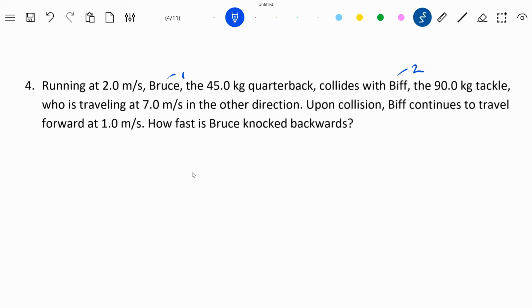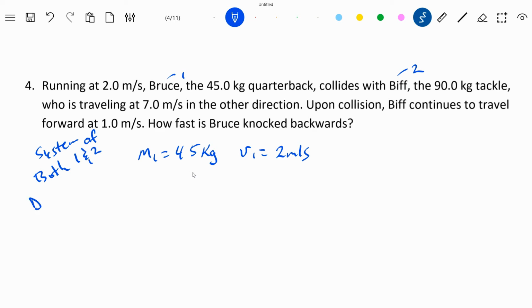Okay, so running at 2 meters per second. M1 is 45 kilograms, and he was running at V1 equal to 2 meters per second. Now, I should preface this by saying my system is both people, system of both 1 and 2. And I will use the direction of initial motion. Oh, my pen is not working, it's flaking out here. Computer is stalled. Oh, there we go, I think I'm back.